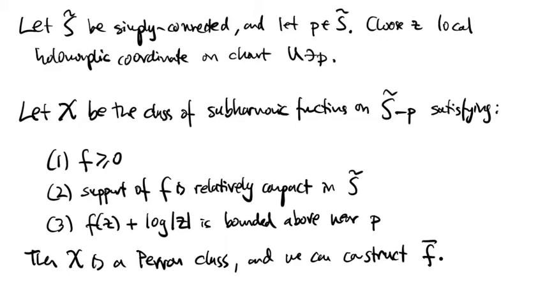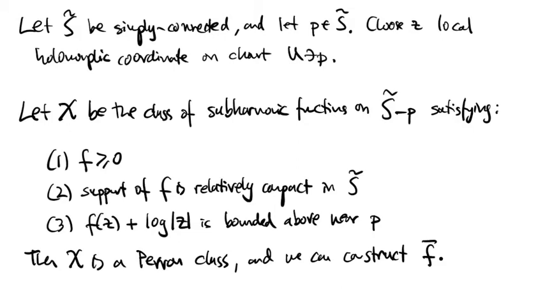Now let's construct a Perron class of suitable functions. Let X be the class of subharmonic functions on S twiddle minus P satisfying the following three properties. Firstly, we want f to be non-negative. Secondly, we want the support of f to be relatively compact in S twiddle. That means if you take the support of f and you add the point P, the result is a compact subset of S twiddle.